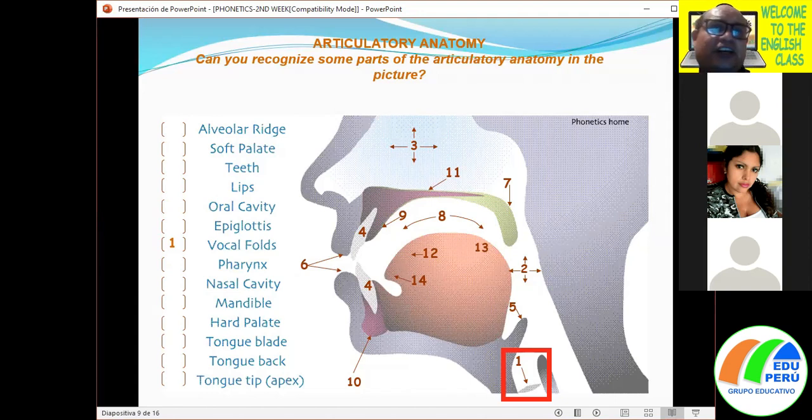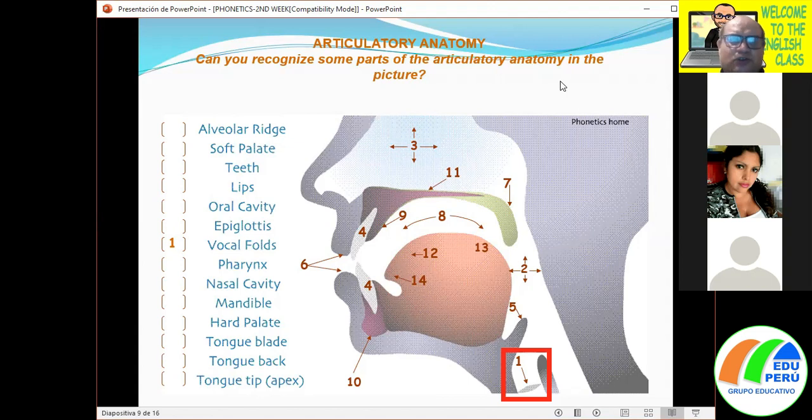These are muscles. When you open the muscles, the sound is not vibrated. When you close the muscles, the sound is vibrated. You can see here, like an eye. Imagine that these are the two muscles. You open it and the sound is not vibrated. You put it together and the sound is vibrated. Open, not vibrated. Close it, you vibrate the sound. So these are the vocal folds.